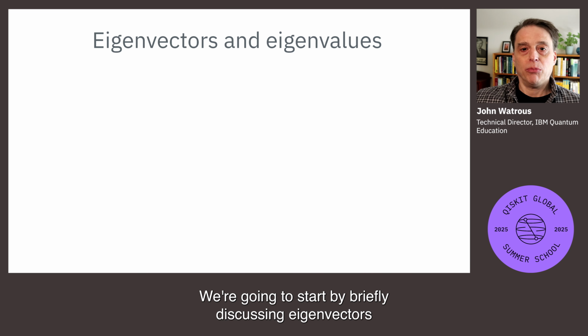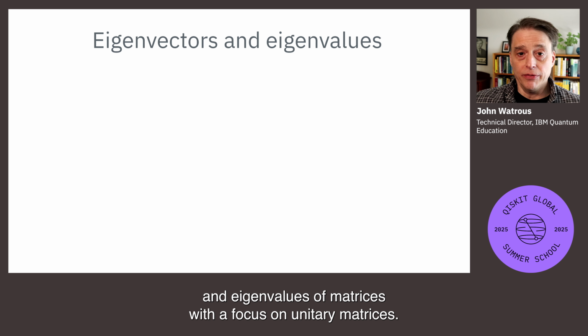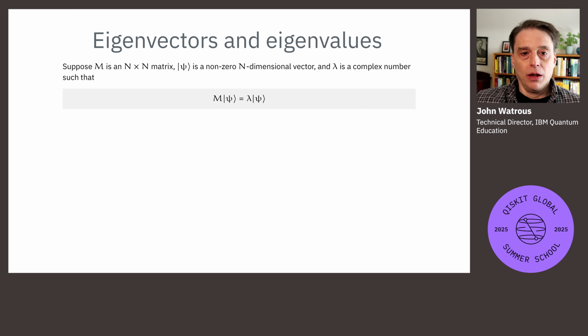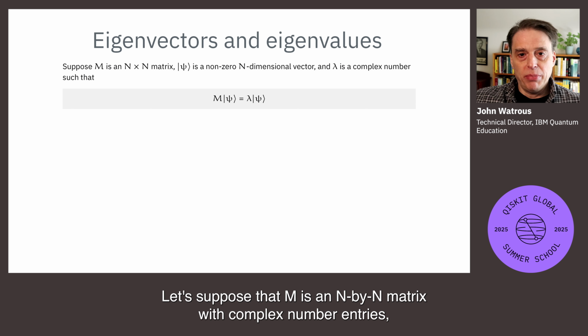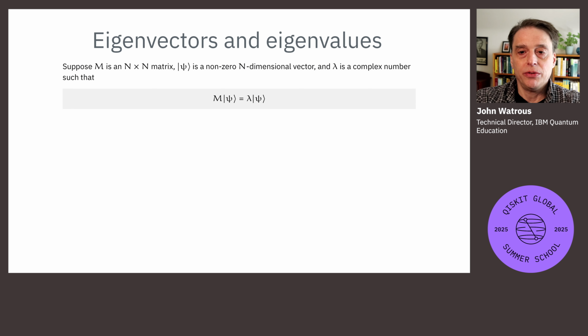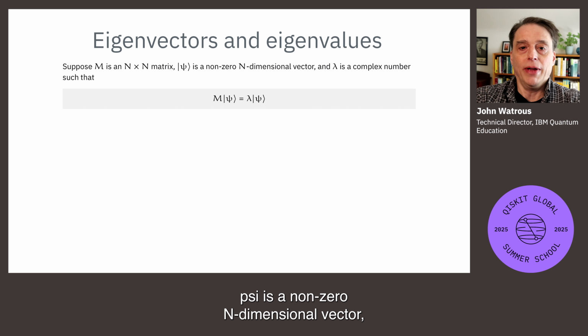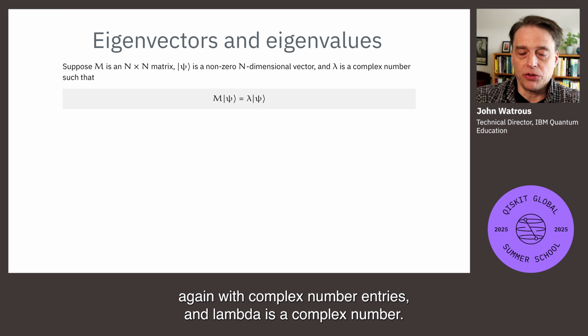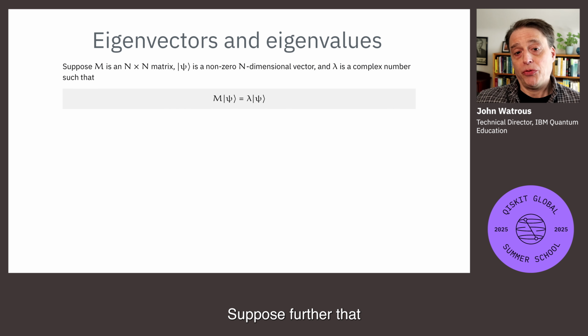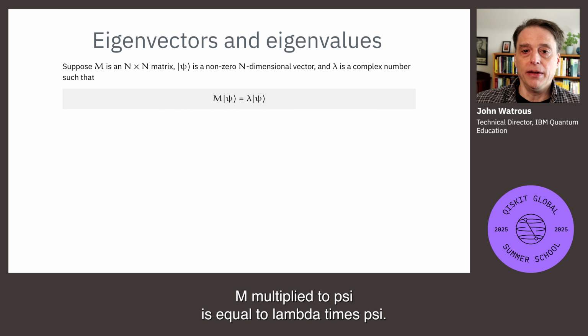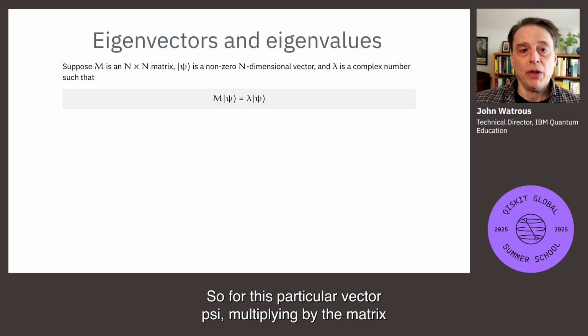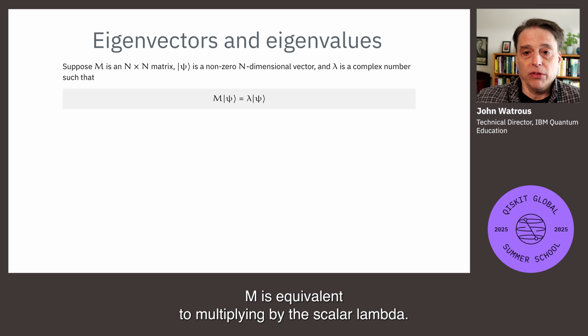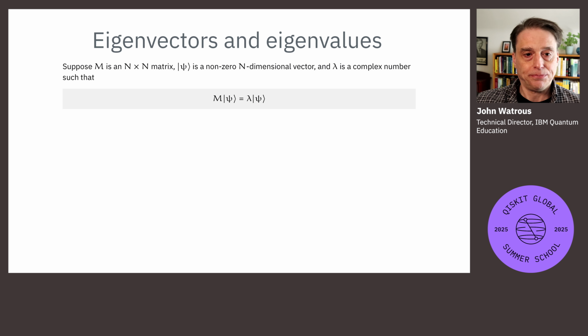We're going to start by briefly discussing eigenvectors and eigenvalues of matrices with a focus on unitary matrices. So let's suppose that M is an n by n matrix with complex number entries. Psi is a non-zero n-dimensional vector, again with complex number entries, and lambda is a complex number. Suppose further that M multiplied to psi is equal to lambda times psi. So for this particular vector psi, multiplying by the matrix M is equivalent to multiplying by the scalar lambda.